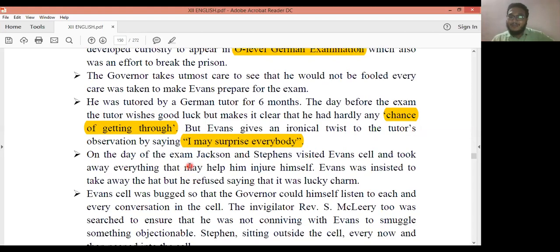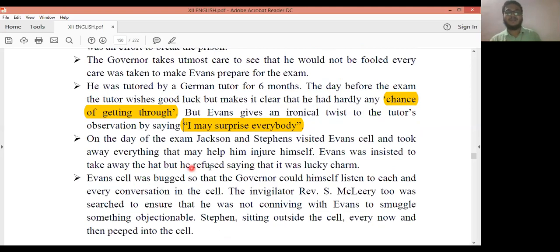On the day of the exam, Jackson and Stephen visited Ivan's cell and took away everything that might help him, everything: razor, a knife, everything that could help him get out to the doctor or hospital, or that he could use to help other people. So everything was taken. Ivan was told to take off the hat, but he refused, saying that it was a lucky charm. He was asked to remove what? The hat. But what did he say? It is a lucky charm.